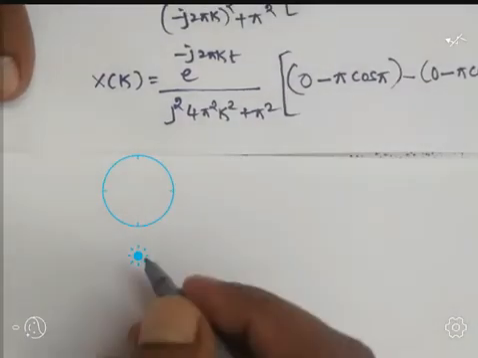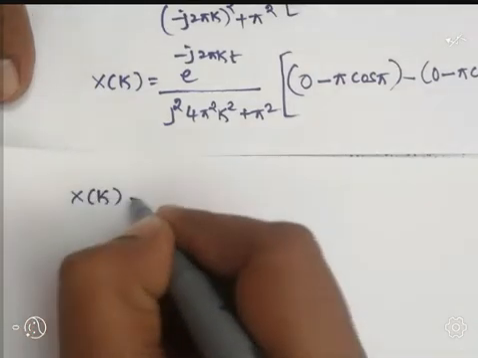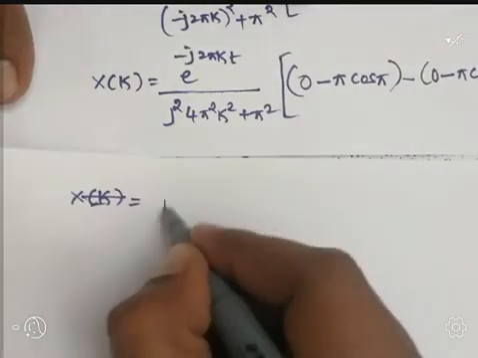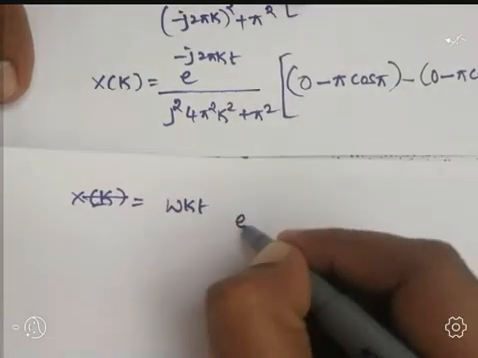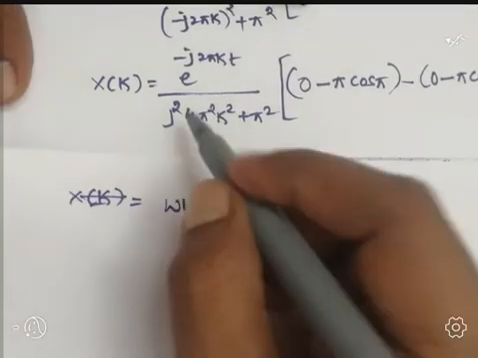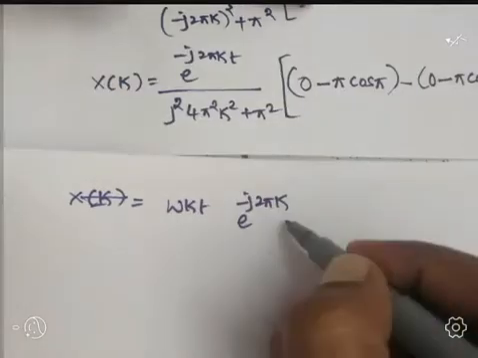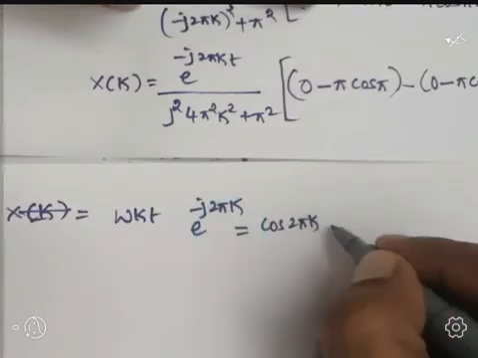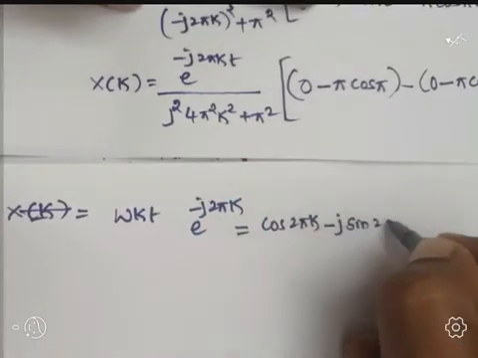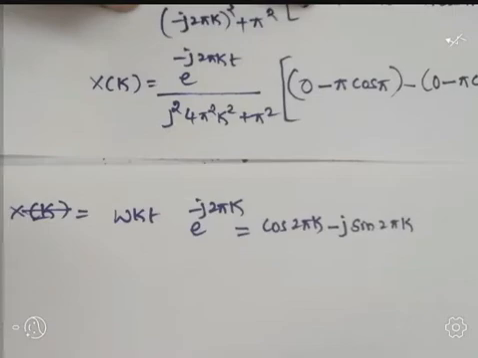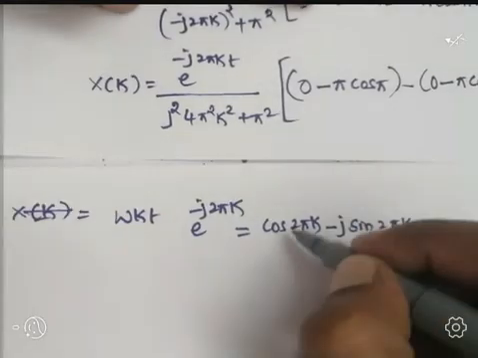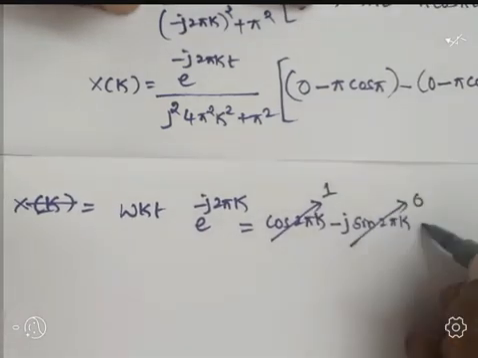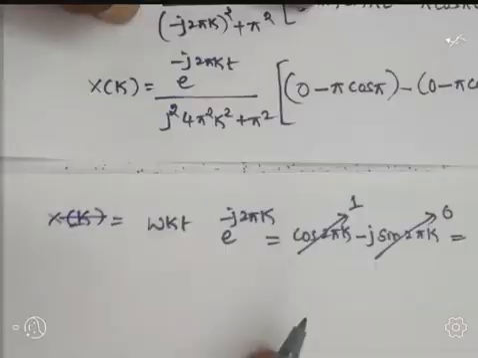x of k equal to, before that I am going to simplify this numerator. We know that e to the power minus j 2 pi k, this one I am going to simplify as cos of 2 pi k minus j sine of 2 pi k. K may be any integer value. So cos of even multiple of pi results in always 1. Sine of 2 pi is 0. Hence we can write this answer is 1. So this term becomes 1.